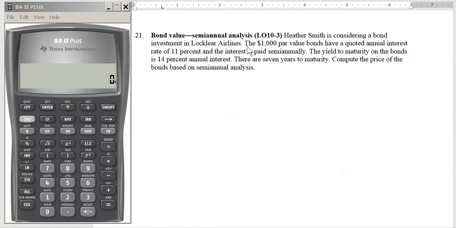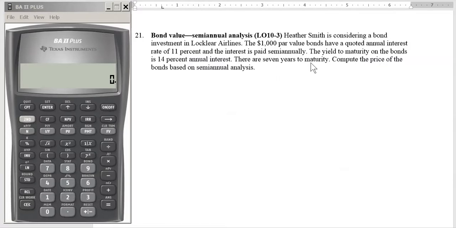These are conditions that are established in the bond indenture. In other words, the legal paperwork that establishes the bond, the loan papers, if you will. The yield to maturity on the bonds is 14% annual interest. Now, the yield to maturity is the same thing as the investor's required rate of return. That is set by the marketplace, by the investors. So we see a difference here between what the bond is paying and what investors want.